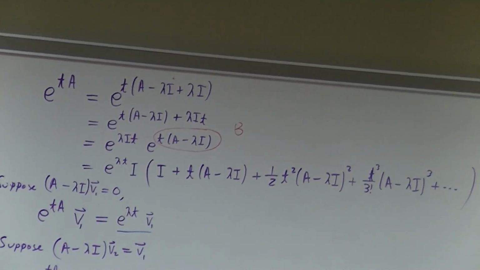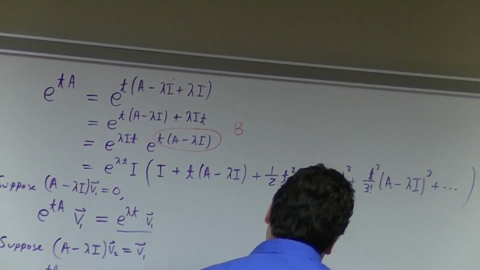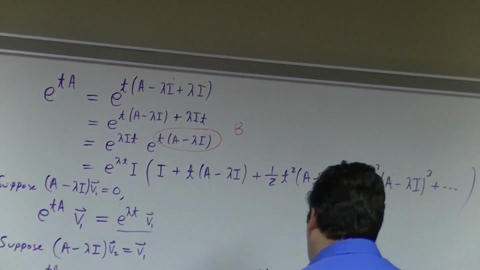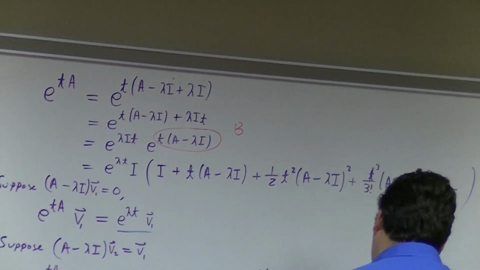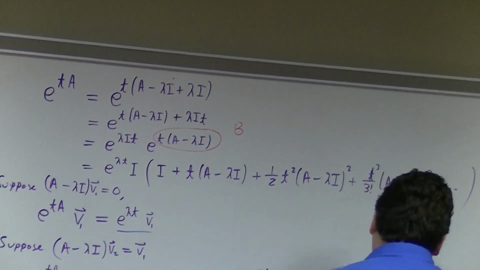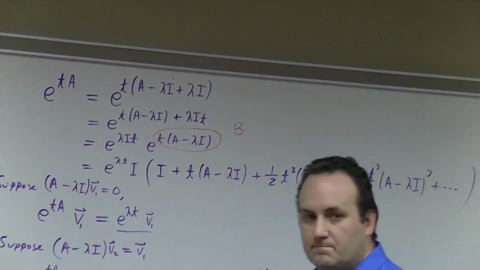If not, it's okay. What happens when you have a generalized eigenvector of order 3? I'll just write down the answer. e to the At times v3, the third thing in the chain, right? That gives you e to the lambda t times v3, plus t times v2, plus 1/2 t squared v1, and so forth and so on.